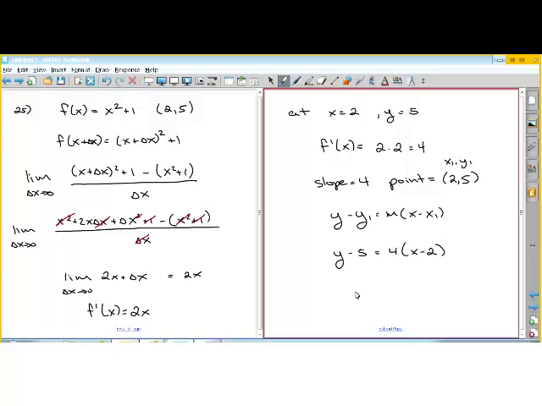And if we wanted to plot this, we would move this to the other side, so it would become positive 4, but we'd multiply out, so you'd have 4x minus 8, and then you would add 5. So this is called the slope-intercept form. So the slope-intercept form says y equals 4x minus 3. So this is the equation of the tangent line. y equals this.